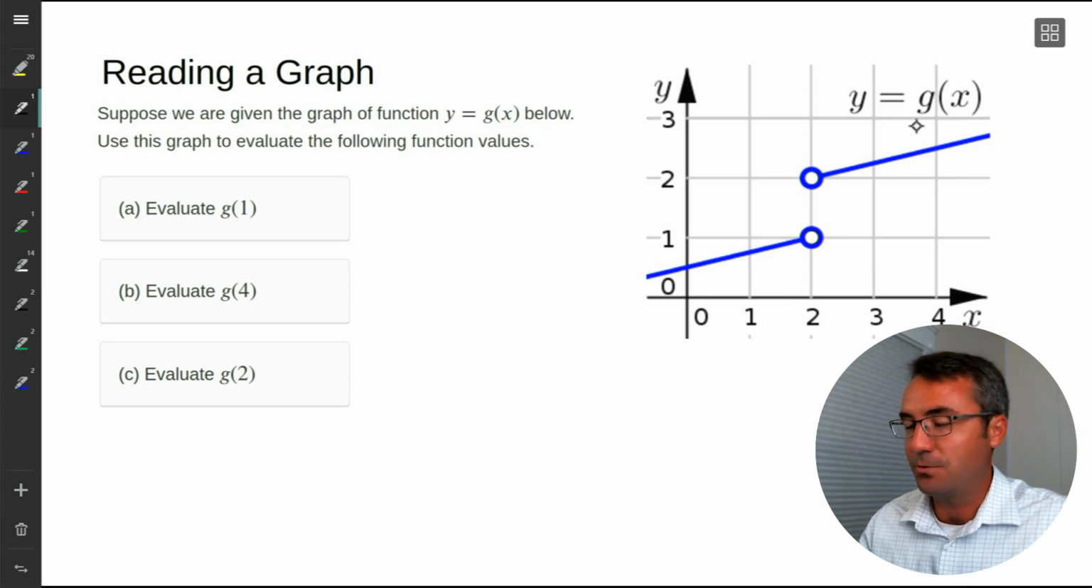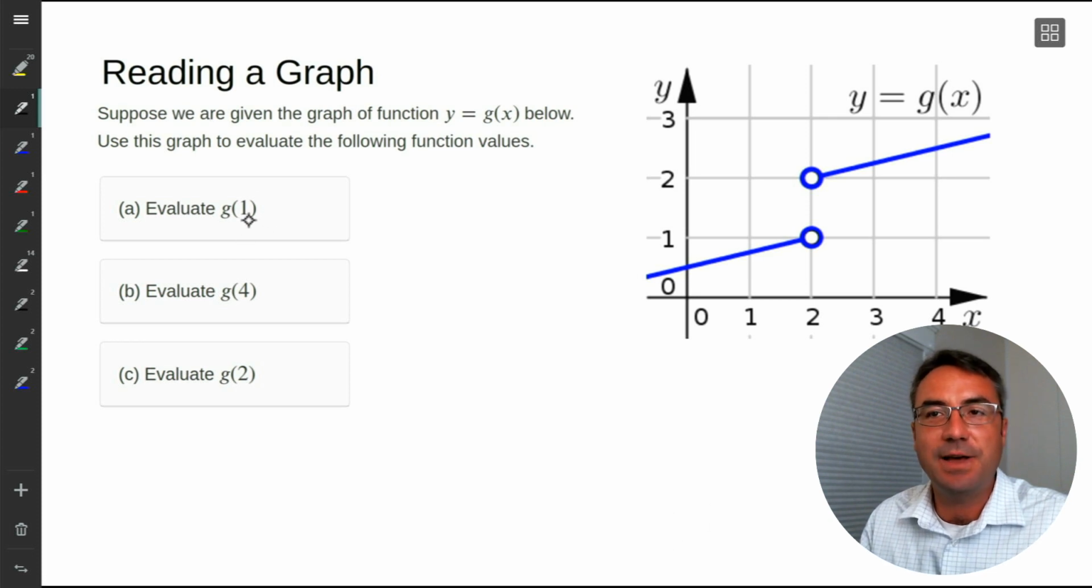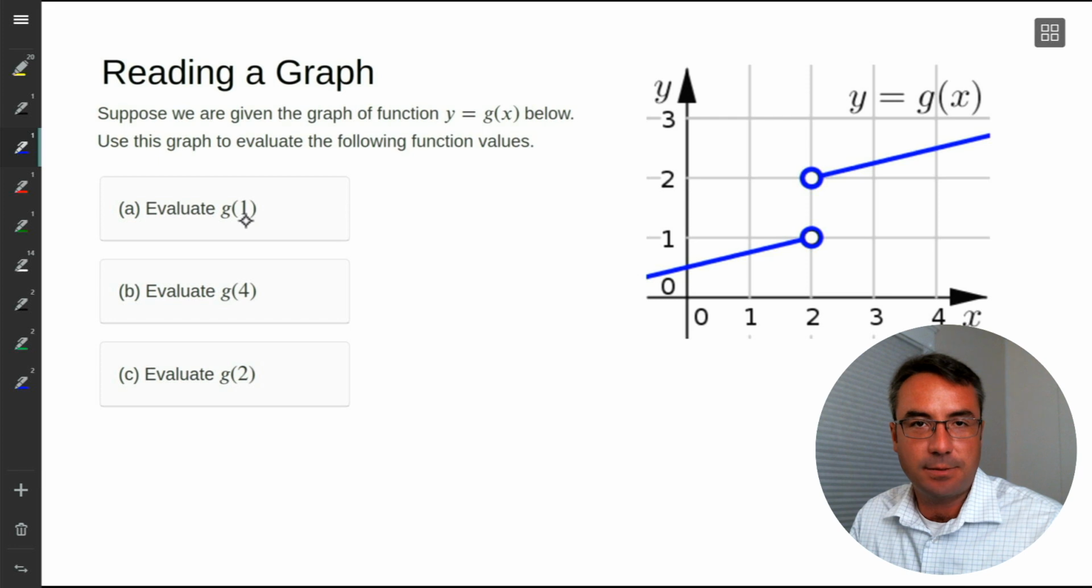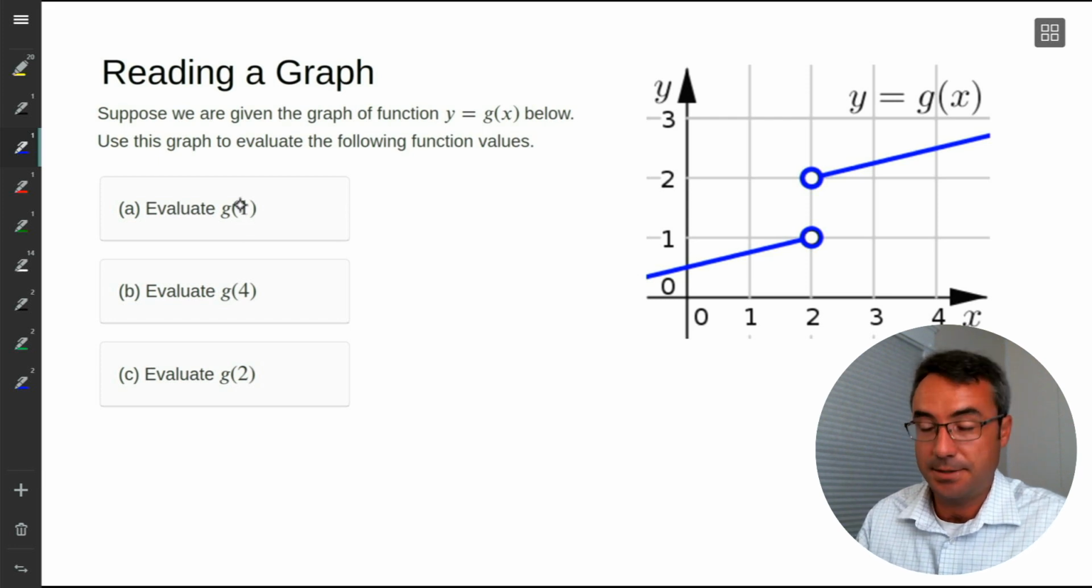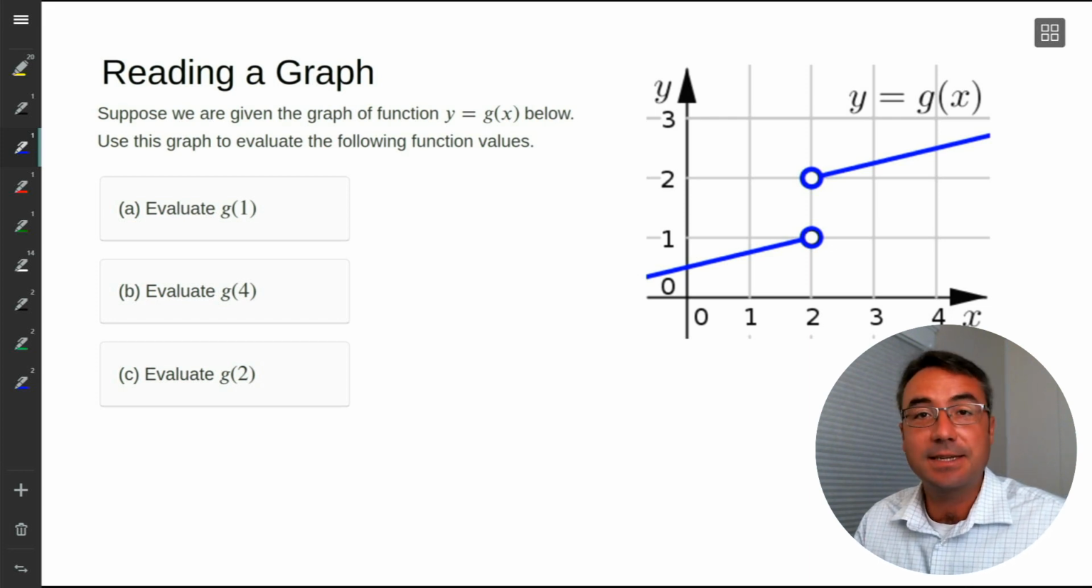So here we have this function y equal to g of x. And there's a little bit of something going on here. All right, let's look at g of 1. Let's evaluate g of 1. All right, so how do we do it? Well, the x value here, so this number inside the parentheses, is telling us the x value to look at. So here, it's telling us look at x equals 1.